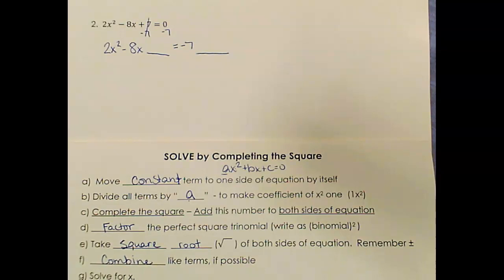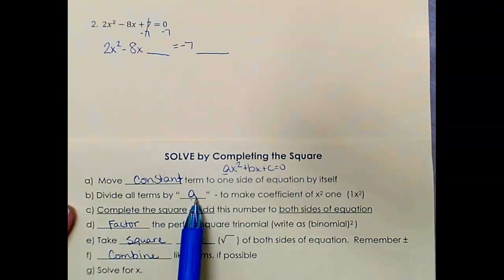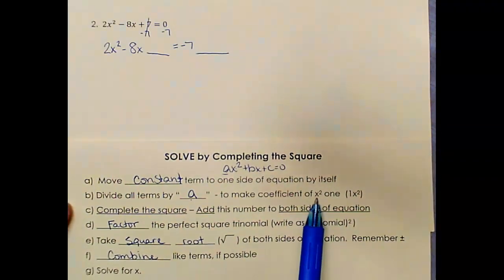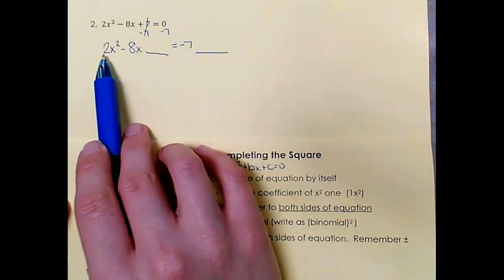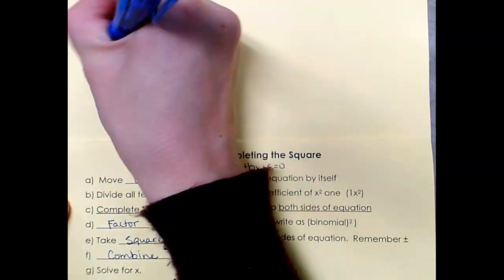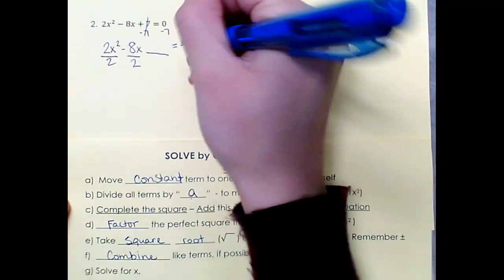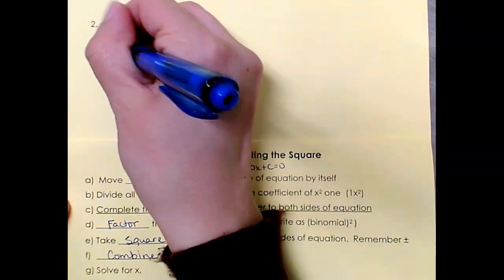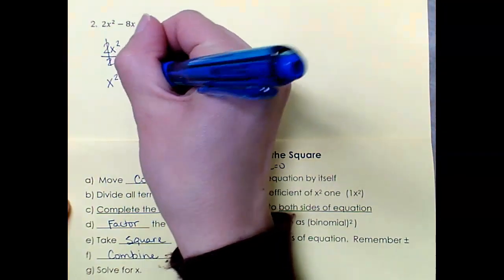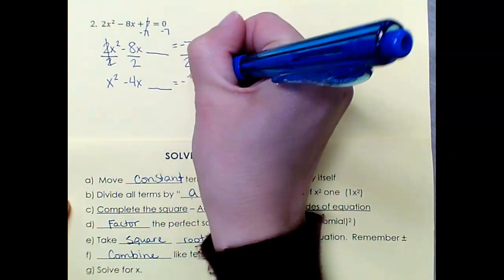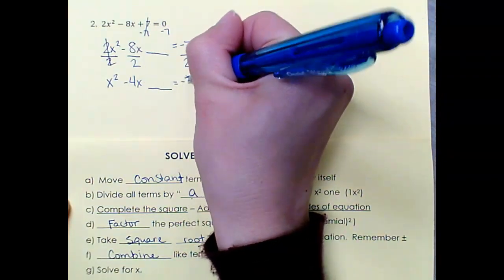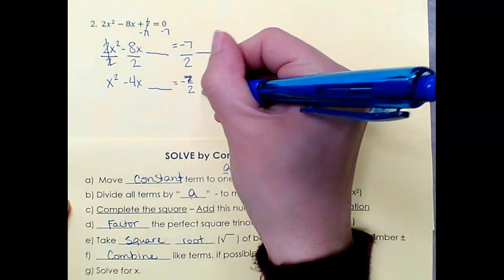Remember, I'm going to want to balance my equation on both sides. I do need to divide all my terms by a to make sure my coefficient of x squared is 1. Well, a is 2, so I'm going to divide everything by 2. We have x squared minus 4x. We still have a blank. And it equals negative 7 halves with a blank.